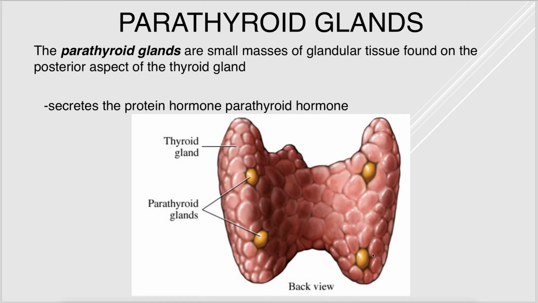So the parathyroid glands sit on the posterior surface of the thyroid gland, and they are going to secrete parathyroid hormone, which is a protein hormone.